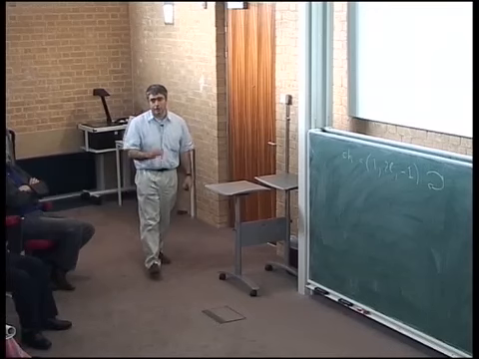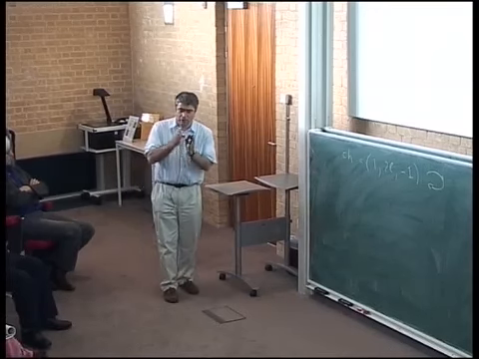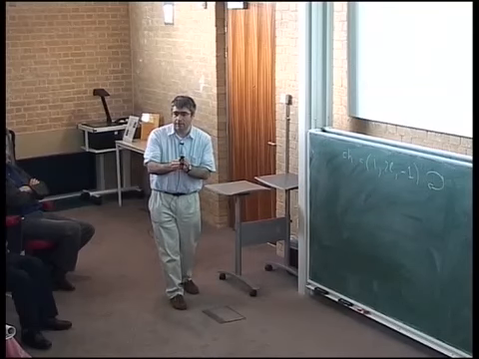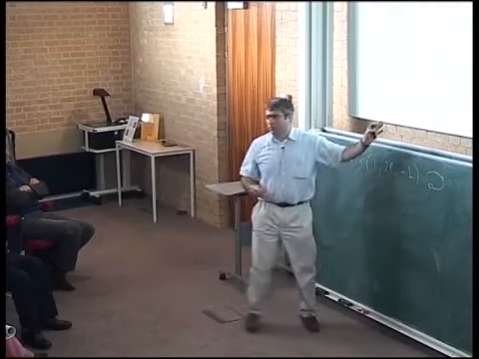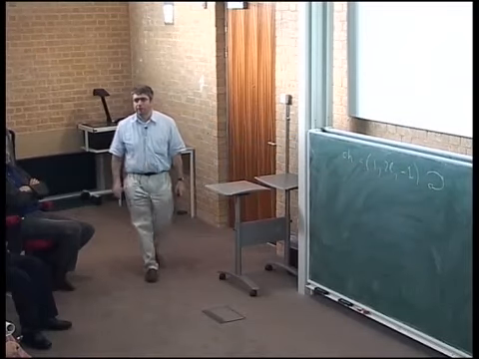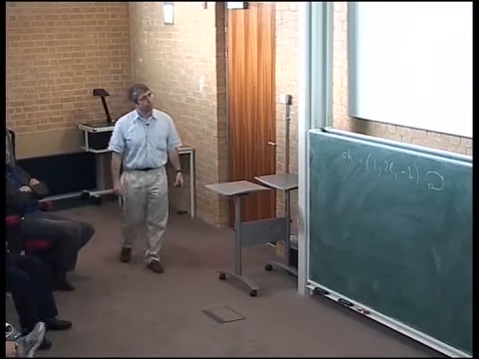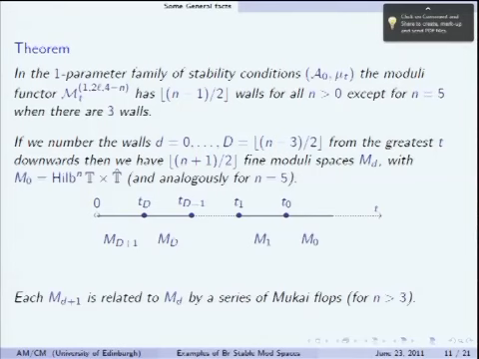We have the added complication that only some of these things become stable. We'll see it in the example, because the length 5 case has an example. So as I said, these are related by essentially a series of Mukai flops at each wall.